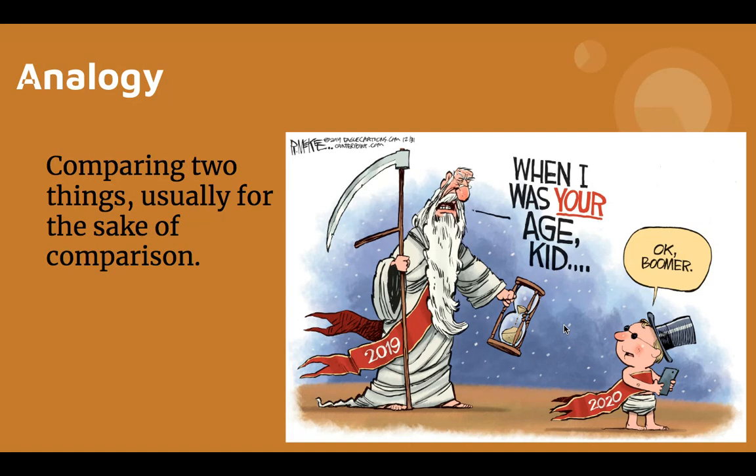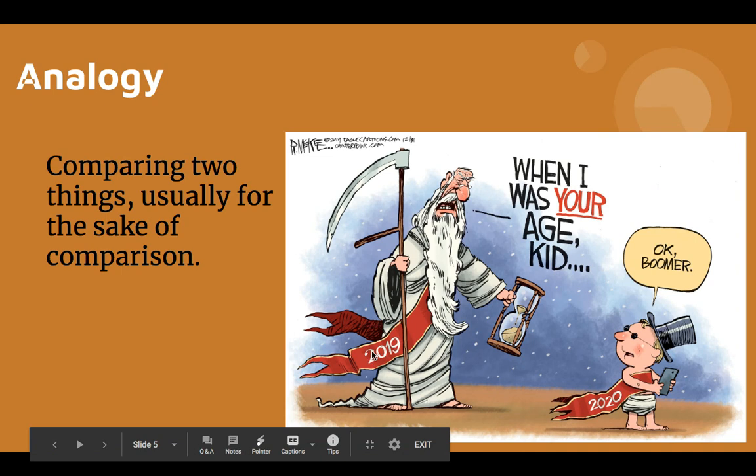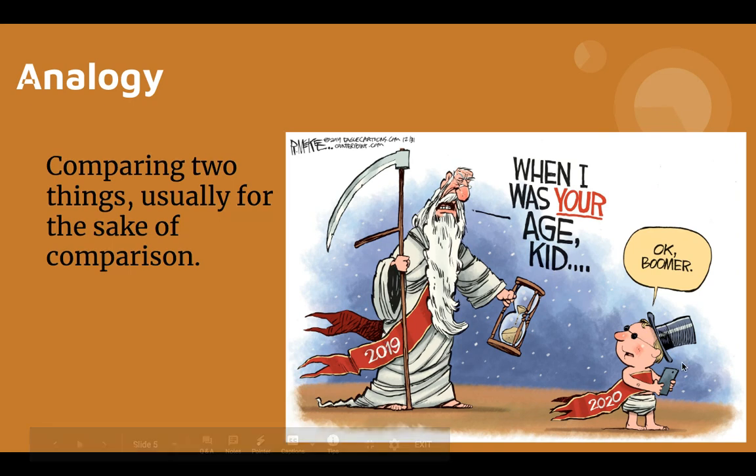Keeping it moving, we're going to talk about analogies. This is when you compare two things, usually for the sake of comparison, to keep it simple. So we've got two things. We've got 2019 and we have 2020. 2020 is represented by this small baby person, referring to 2019 as boomer. As you know, as well as I know, boomers are not last year.